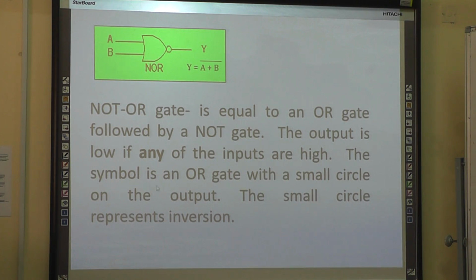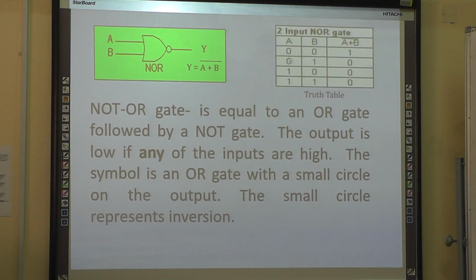The output is low if any of the inputs are high. It is just a reverse of the OR gate. The symbol is an OR gate with a small circle on the output. The small circle represents inversion. So that means we'll just invert.